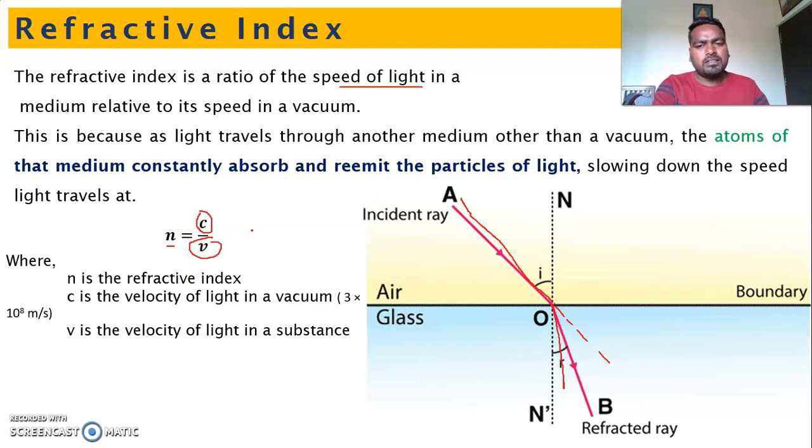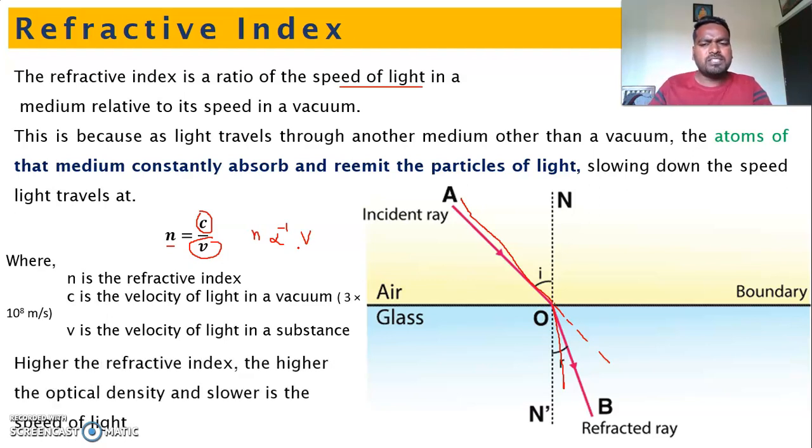If you observe here, the refractive index is inversely proportional to the velocity of light in a medium. That is, if the velocity in the medium is more, the refractive index is less. And this velocity depends on the density of a medium. If the density of the medium is high, the rays move slowly, and as a result, the refractive index increases. If it is less dense, at that moment the velocity is more and the refractive index is less. That is, the refractive index is inversely proportional to the velocity of light.